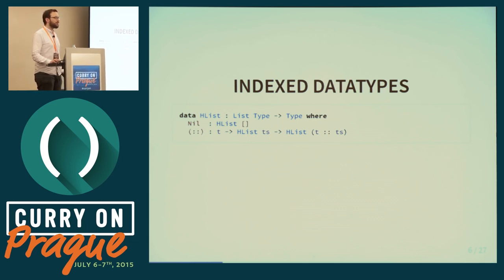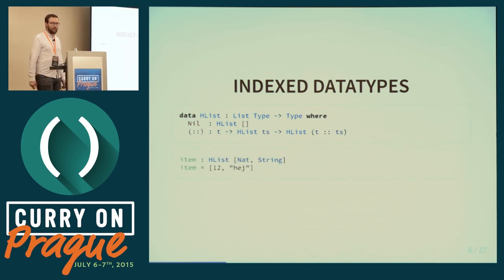If it can't find a unique solution, it complains, and you have to tell it. I can then define item to be an H list of a nat and a string. And now item is the list containing the natural number 12 and the string hi, which is hello in Danish, which is the other language that I often speak.